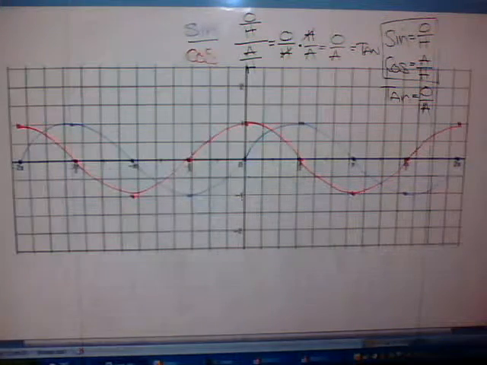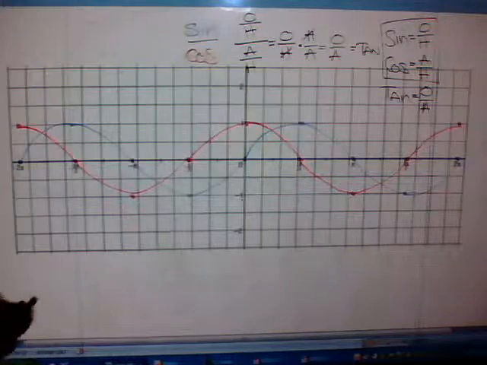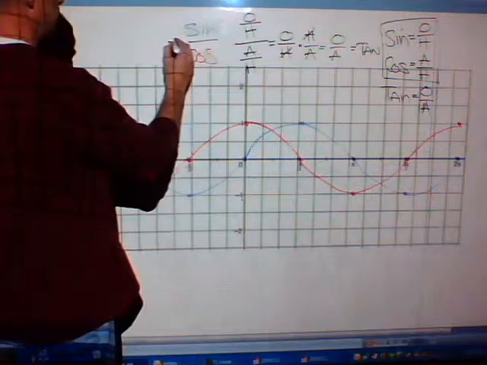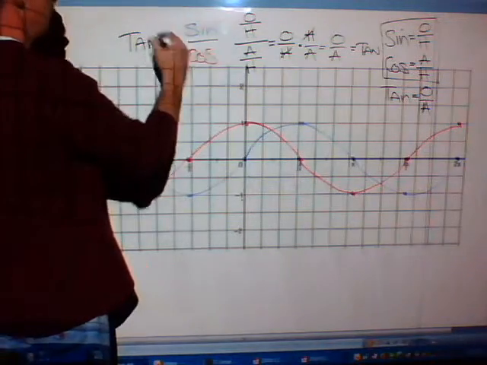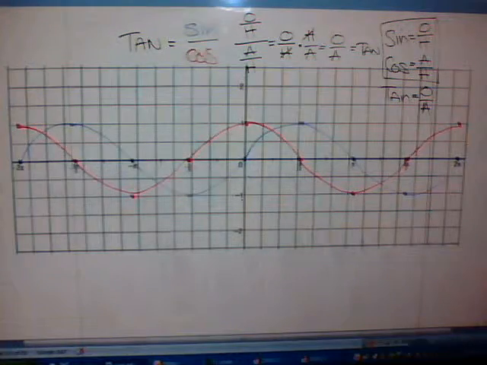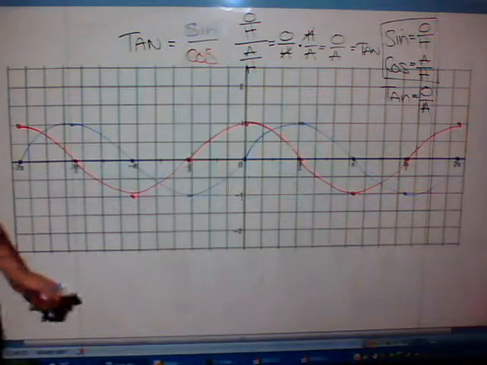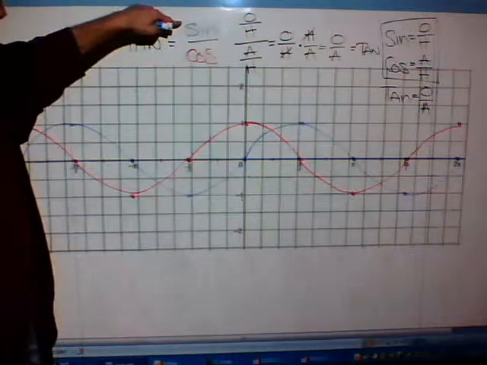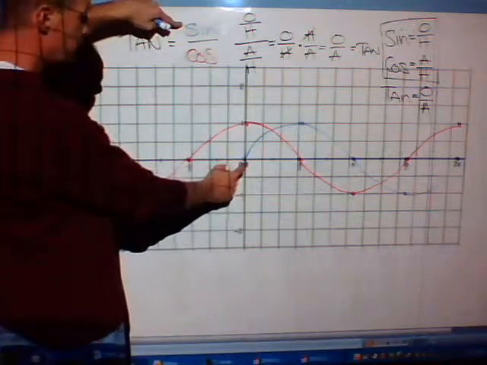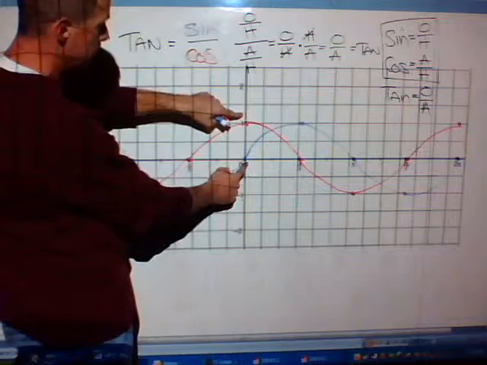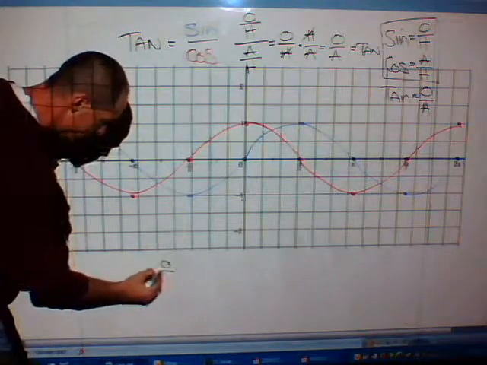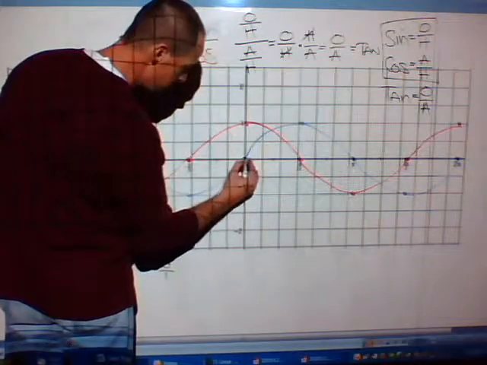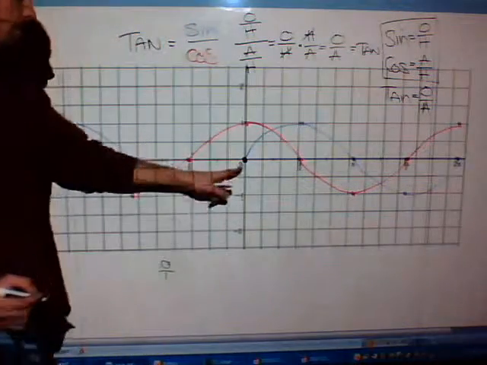Okay, so now we're ready to get our tangent, because remember the tangent equals the sine divided by the cosine. So let's actually divide the values. For tangent, we take the sine value, which is blue. We have 0 divided by 1. If you have 0 divided by 1, what do you get? You get 0. So our first point for the tangent will be 0.